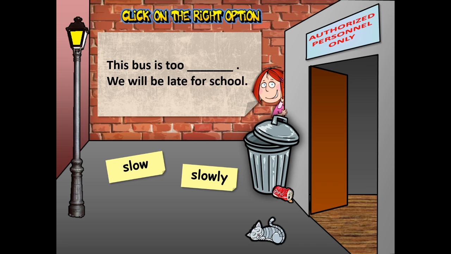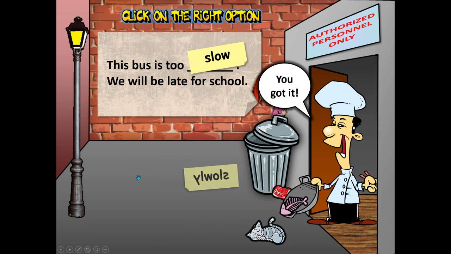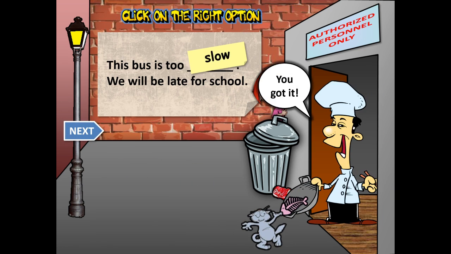Next. This bus is too... We will be late for school. Okay. We are using an adjective to describe the bus. So, we have to use slow. Excellent.